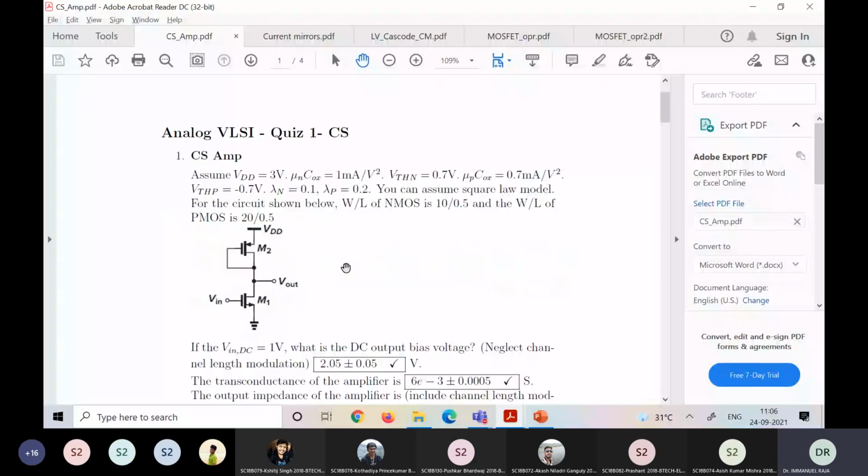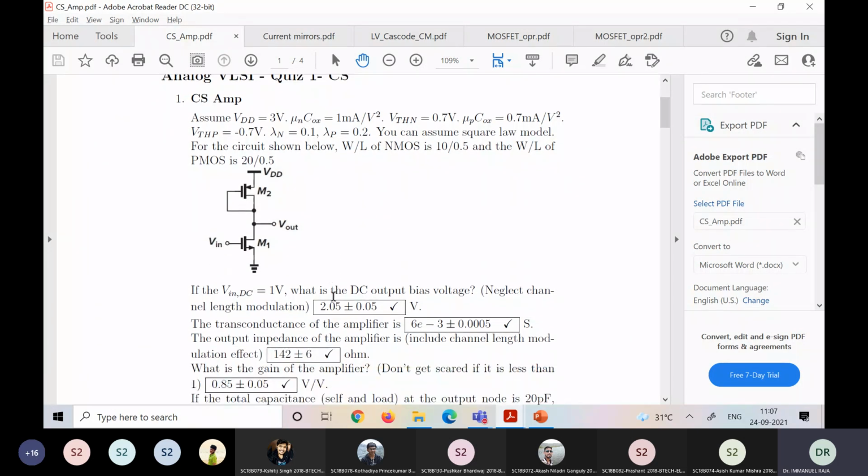This was the bigger question, right? And this is probably not the exact way that you would have seen the question. So this is a very simple one, although it contained 8 marks, right? VDD, mu and Cox, VTH, and everything is given here, right? Lambda and all that. And W by L is given for both. And here the question is if your V in DC.